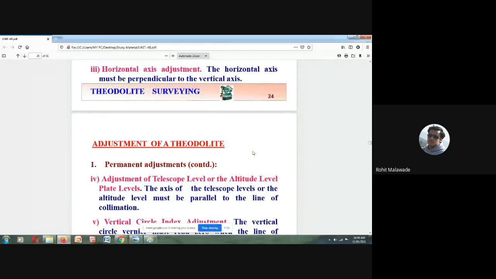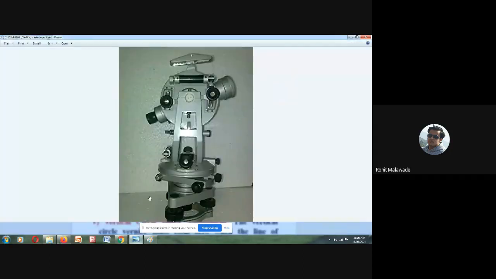Okay. Now, next is the horizontal axis adjustment. The horizontal axis must be perpendicular to the vertical axis. This is your horizontal axis, right? This is wherever your telescope is mounted, right? This is your horizontal axis, and the vertical circle is, right, this is your vertical axis. Wherever the telescope is mounted, the trunnion axis, whatever we call it, right?